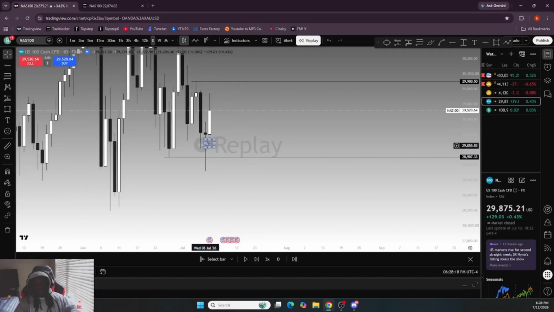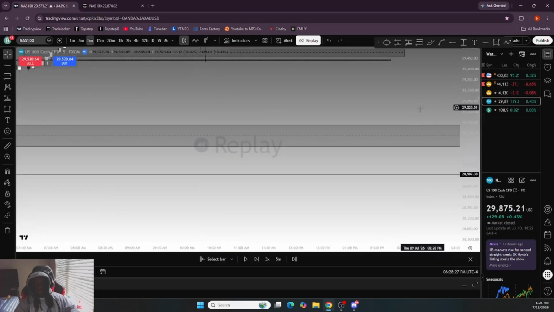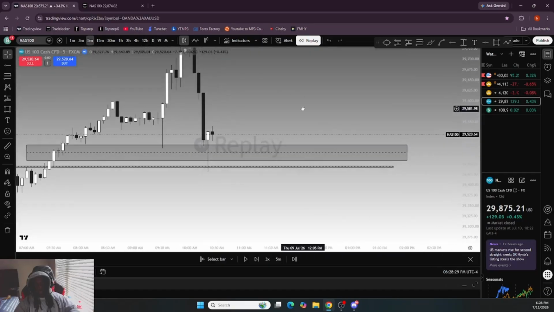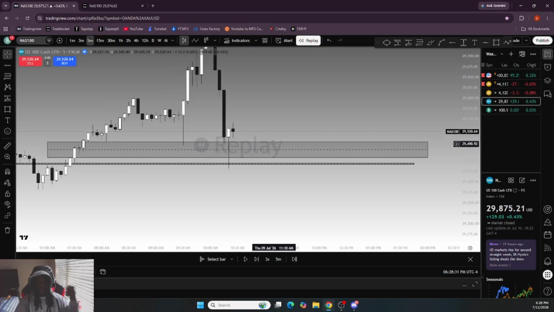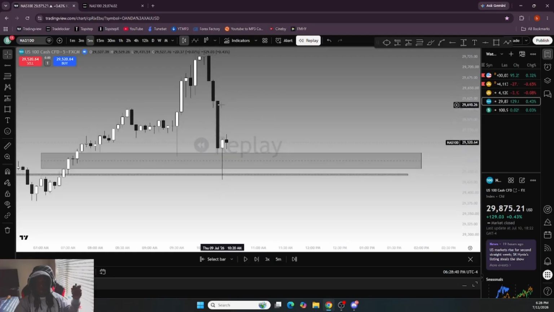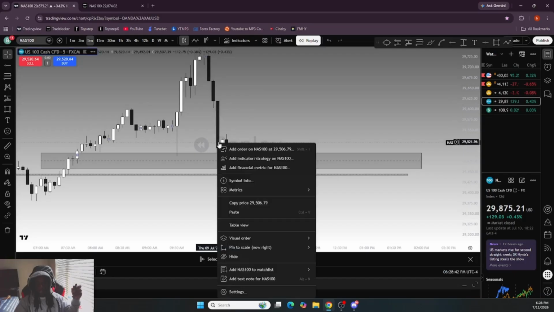Sellers was in control right here, but buyers was so strong in this area they pushed price all the way back up and closed inside the range of this previous candle. Now if I go back to this 5-minute time frame, the same thing happened. The candles don't look exactly the same, but they're damn near the same candles. Sellers was in control, pushed price all the way back down here, and then buyers came back in control and pushed price all the way back up to close inside the range of this candle right here.